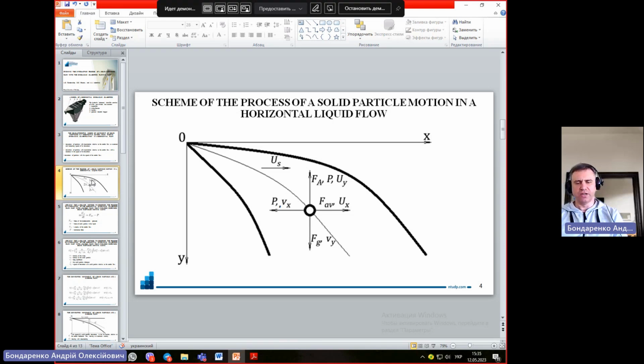In this slide is shown a diagram of the process of movement of a solid particle in a horizontal fluid flow, where indicated the formula's components. Force of the hydrodynamic pressure, velocity of the carrier flow, speed of movement of a solid particle relative to the carrier flow, resistance force, strength of Archimedes, gravity.